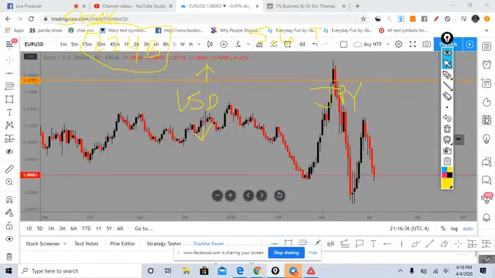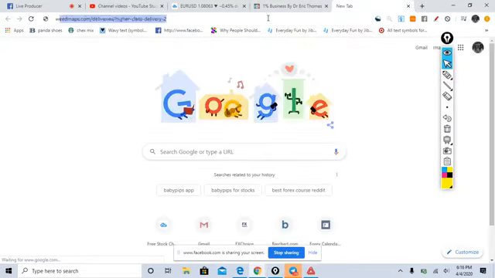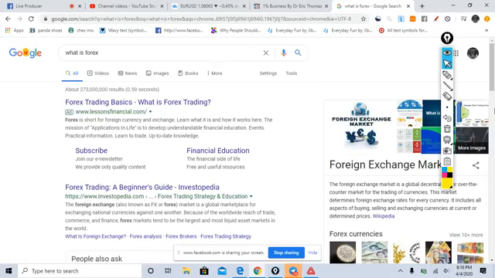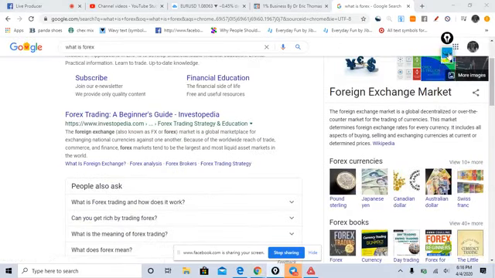Say for example you were to go to Google and type in what is Forex. They say the foreign exchange market is a global, decentralized, or over-the-counter market for the trading of currencies. This market determines foreign exchange rates for every currency. It includes all the aspects of buying, selling, and exchanging currencies at current or determined prices, right? So the Forex market is by far the biggest market out of any of the markets. We can see that in the number size.